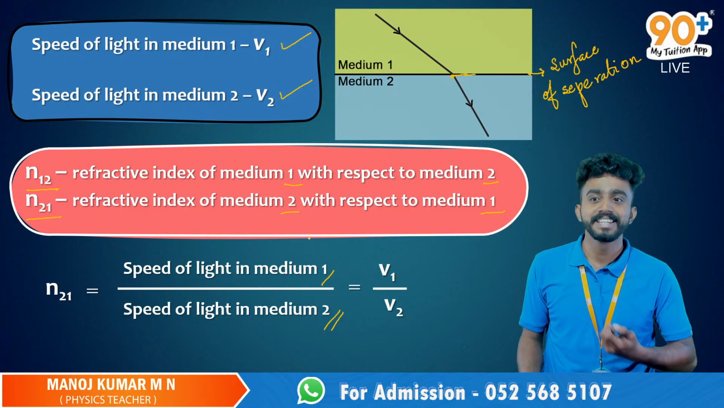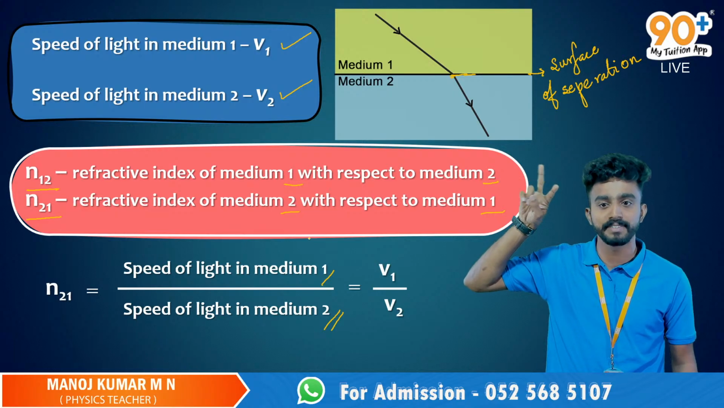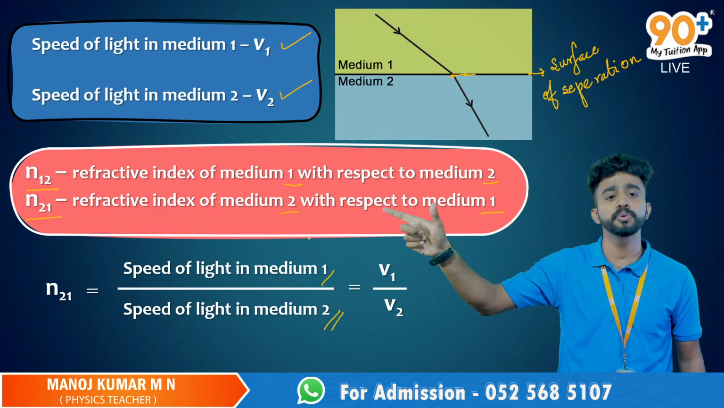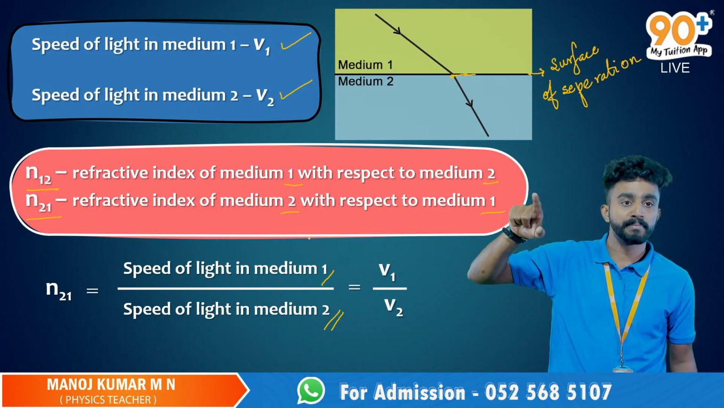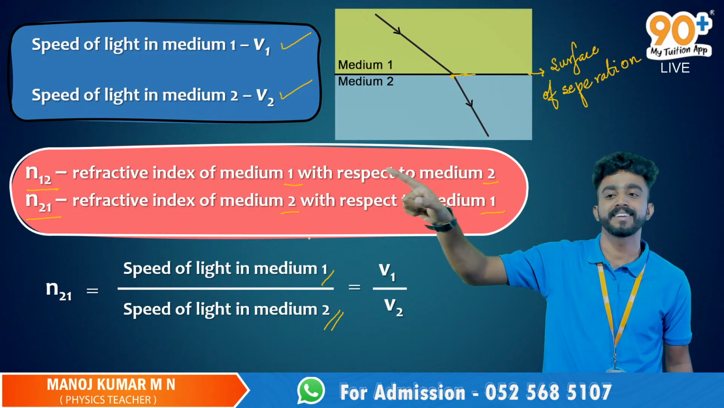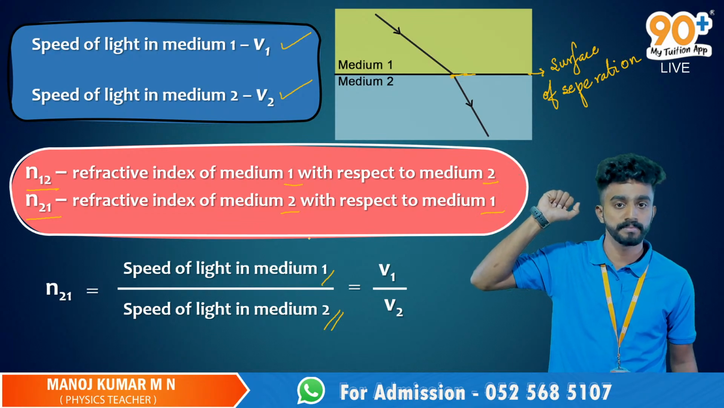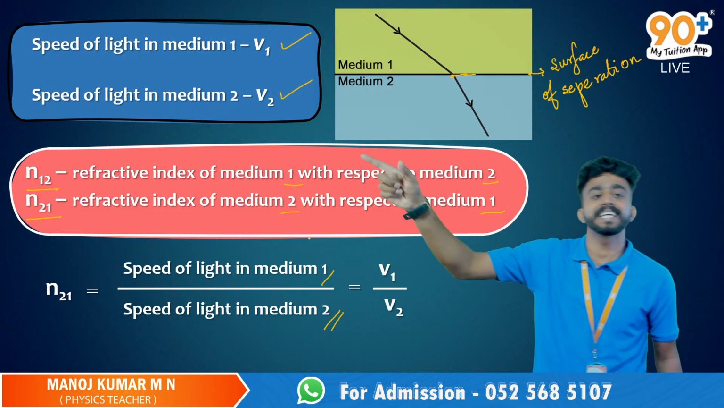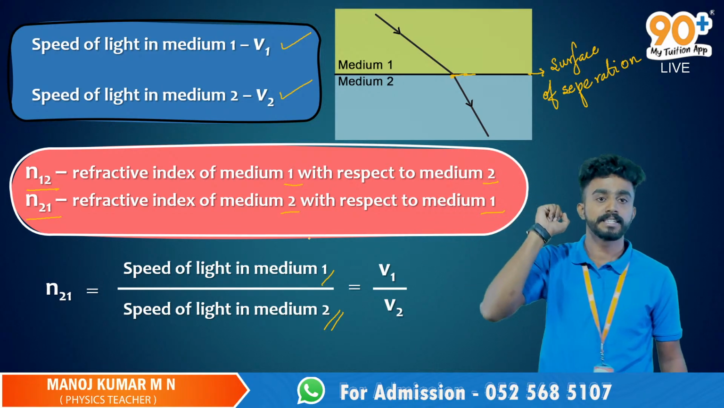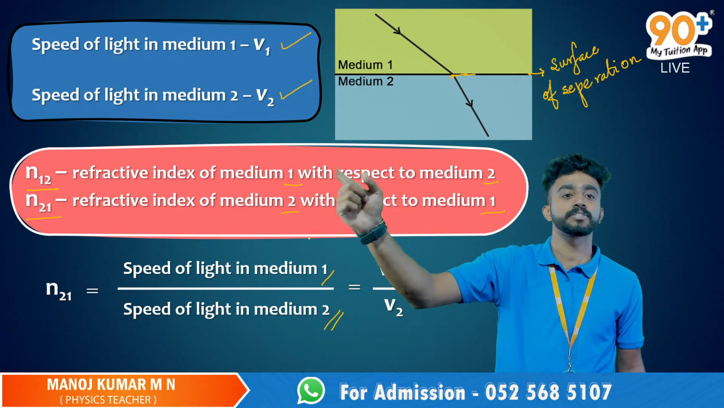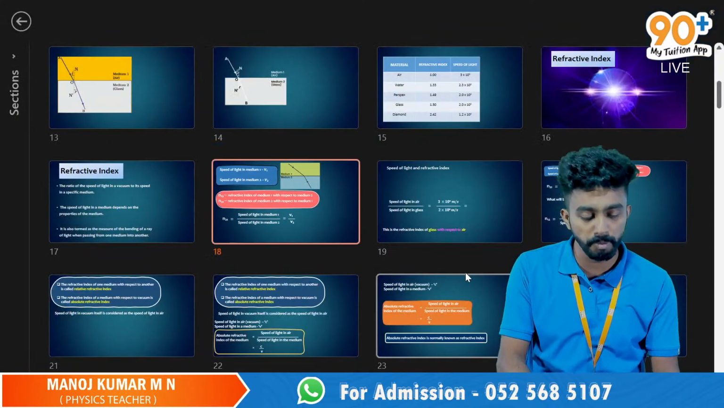right? Because you know that refractive index and speed of light are inversely related. So in n21, it was the refractive index of medium 2 with respect to 1. But in the case of n12, it is the refractive index of medium 1 with respect to medium 2. Understood? So when we consider speed of light, it will be vice versa, right? Speed of light in medium 2 with respect to medium 1, isn't it? So with respect to refractive index, it is 1 and 2. With respect to speed of light, it is 2 and 1. Understood the difference?